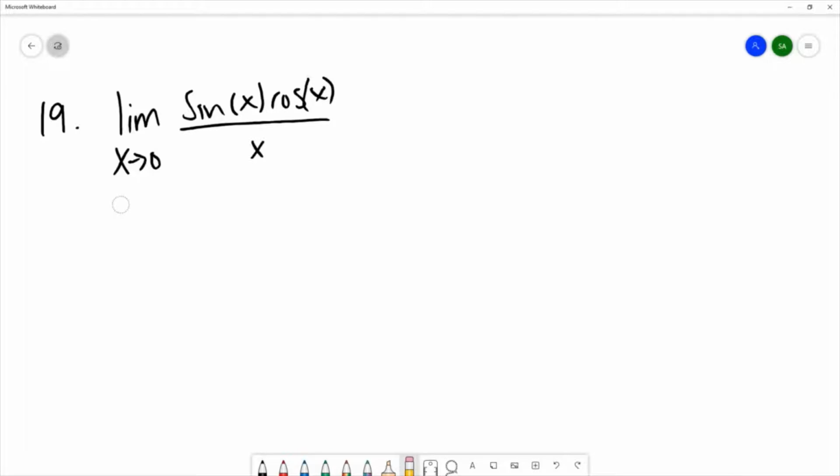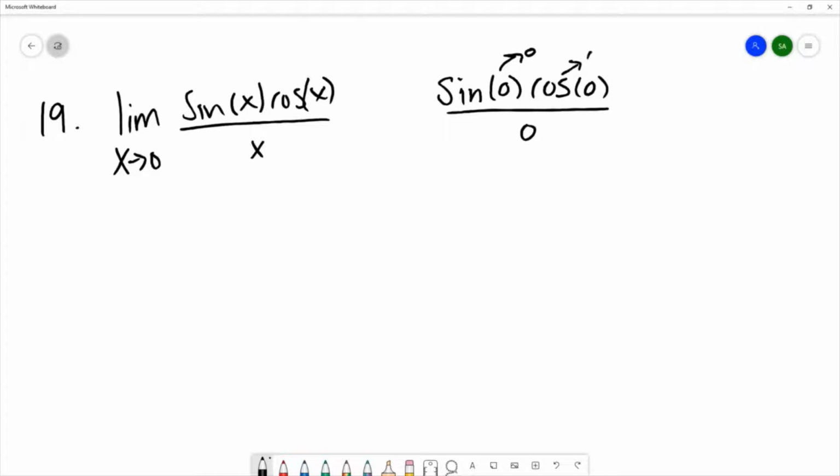On this example, we want to find the limit as x approaches 0 of sine x times cosine x over x. This is another example when we try direct substitution, we're going to get 0 over 0. So when we try direct substitution here, sine of 0 is 0, cosine of 0 is 1, we get 0 times 1 over 0, which is 0 over 0.